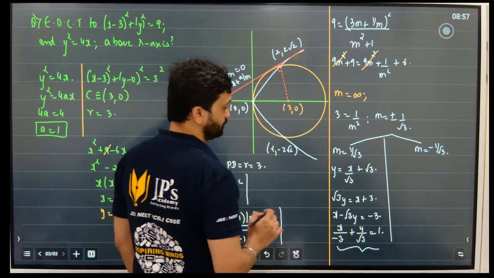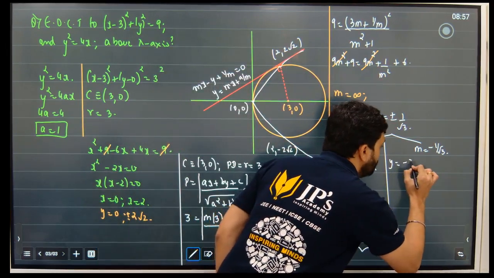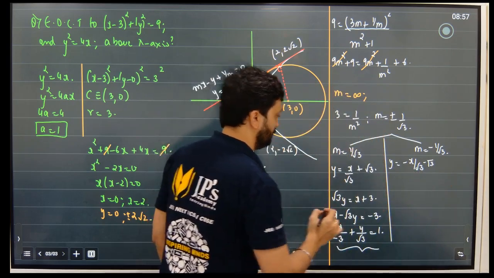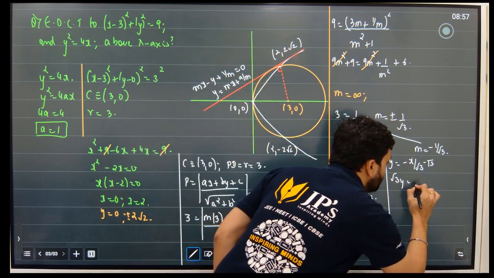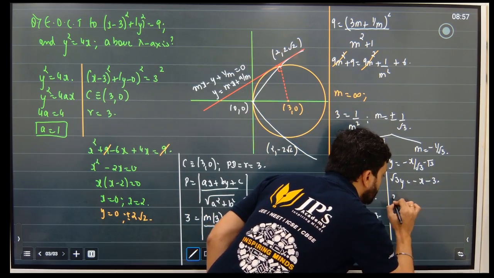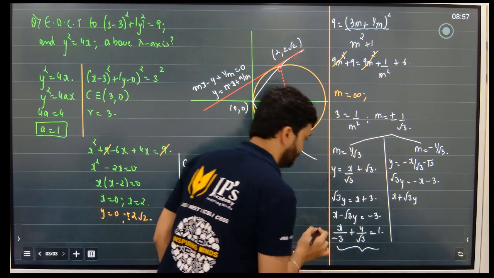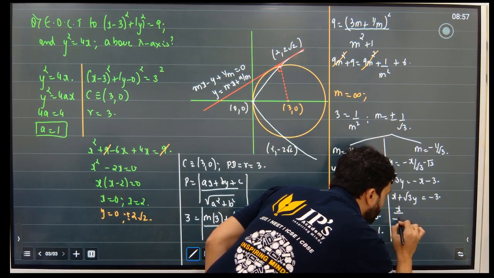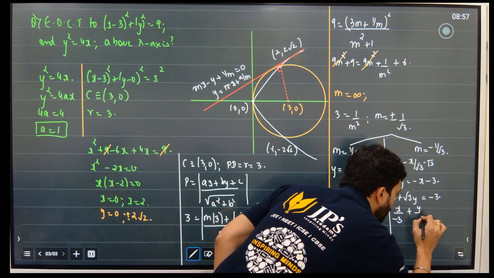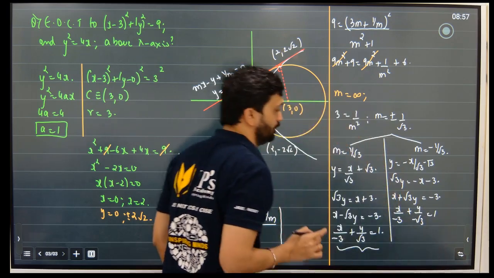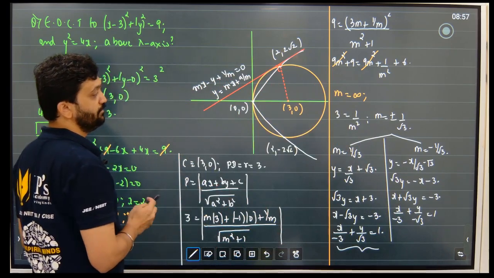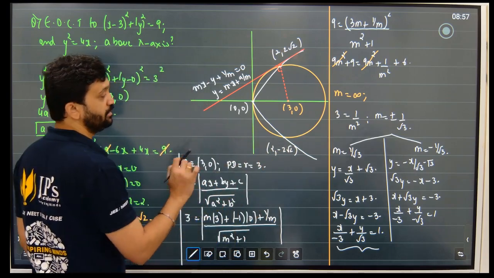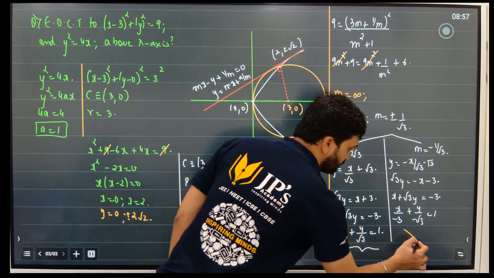If I check for the second part, y is equal to minus x by root 3 minus root 3. So root 3y is equal to minus x minus 3. So x plus root 3y is equal to minus 3. So x upon minus 3 plus y upon minus root 3 is equal to 1. The problem is, x is also negative, y is also negative. That means this will come in the third quadrant. The intercept will be in the third quadrant. Now we do not want the third quadrant because it is below the x axis. So we will not consider this.